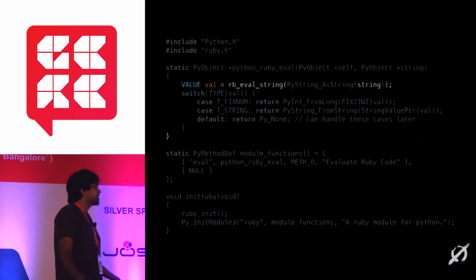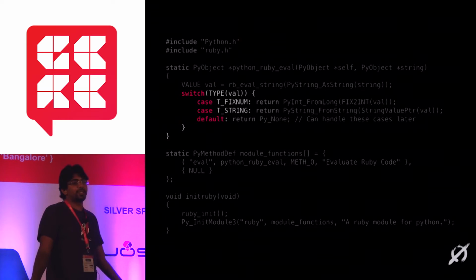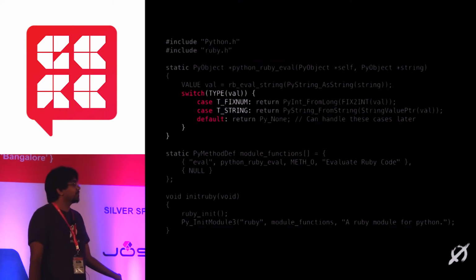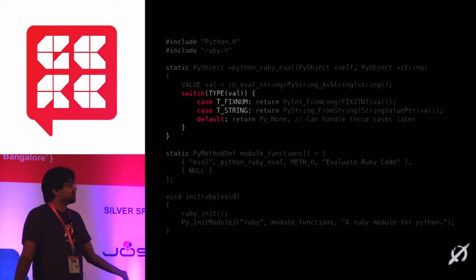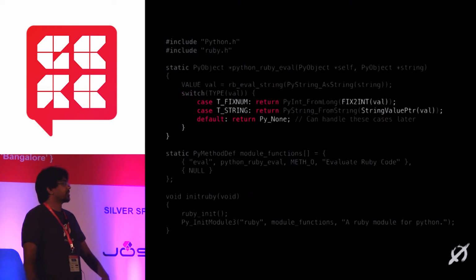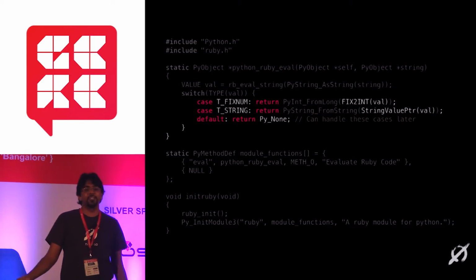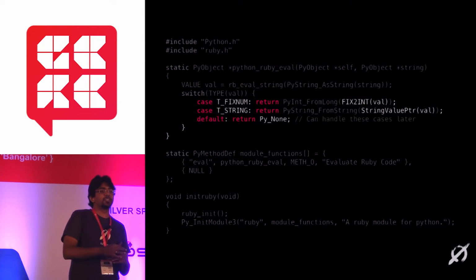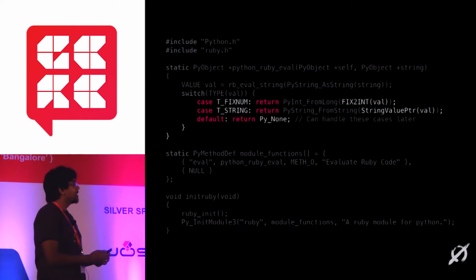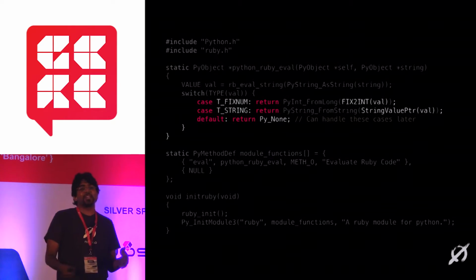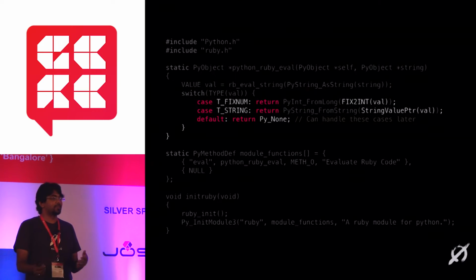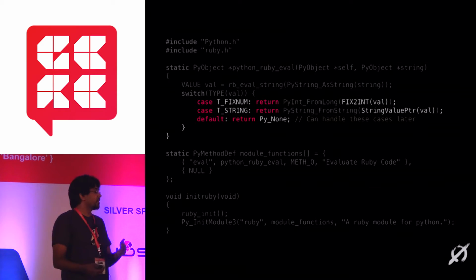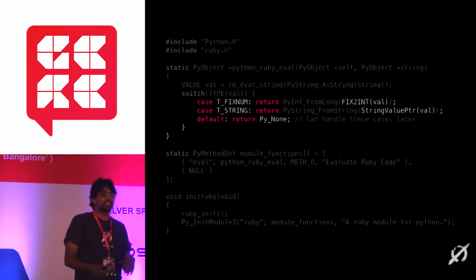What am I going to do next? Well, I'm going to switch on the type of the object. There's a macro called type. And if it's a fixnum, fixnums are numbers in Ruby, I'm going to call fixnum to int to just convert that to an integer. If it's a string, I'm going to call string value pointer, which converts from a Ruby string into a C string. And if it's some other type, like an array, I could have implemented this, but I'm too lazy right now, so I'm just going to return none, which is the Python version of nil.